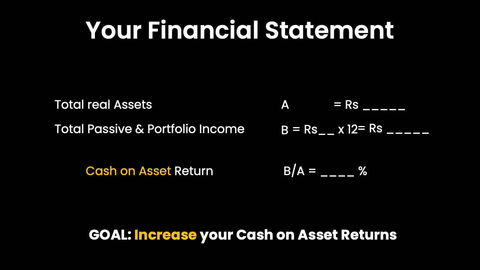So you'll take your total assets and the total passive and portfolio income, divide passive and portfolio income by the total assets to get the yield or cash on cash return on your assets. Again, the goal of course here is to increase your cash to asset returns.